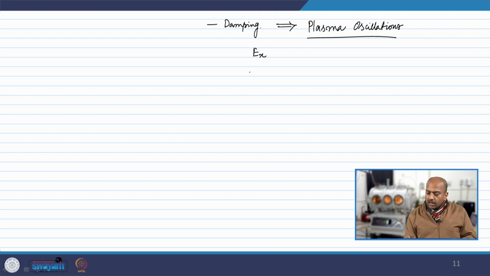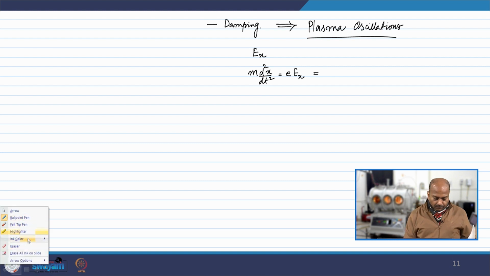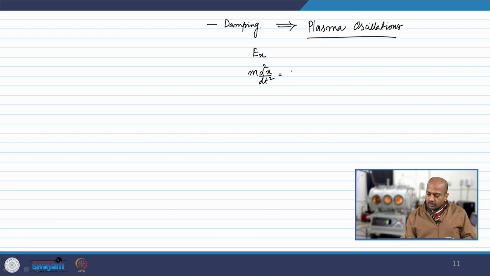Then we can write an equation of motion: m d square x by dt square is equal to the force, Ex, right? The force ma is the force. E is the charge of electron, Ex is the electric field that is set up. Let us say we write it conveniently, instead of Ex, as Q times Ex. Q is the charge of electron.